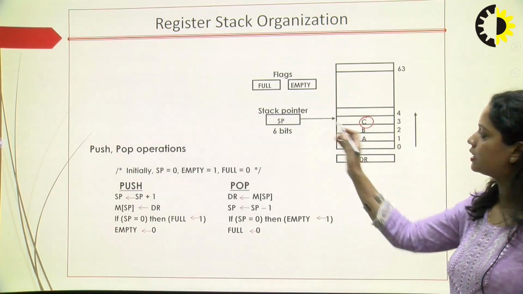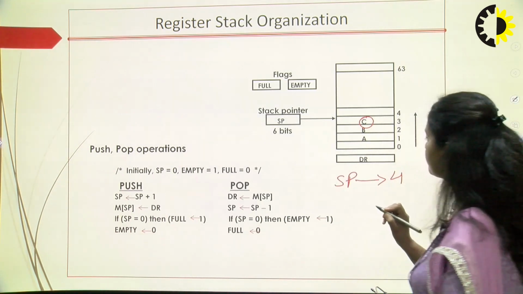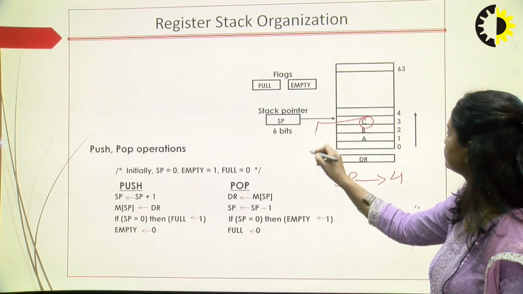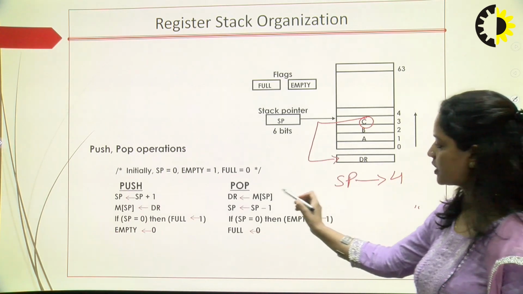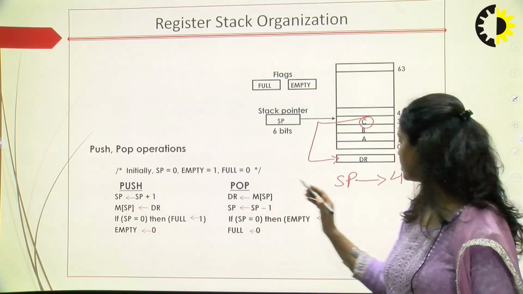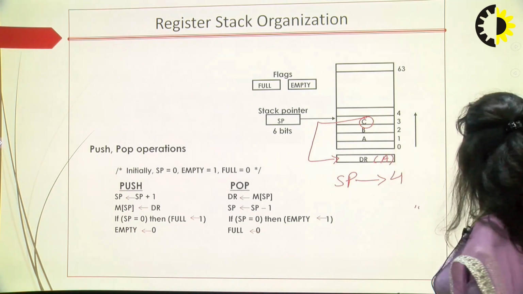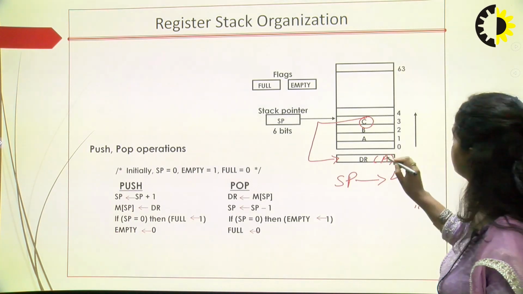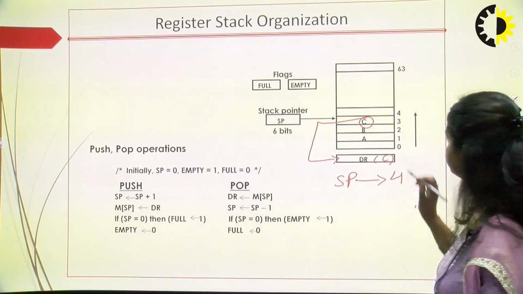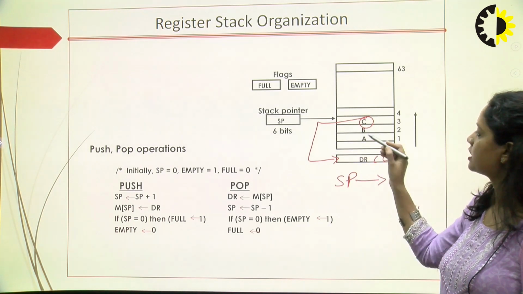What will be the location of the stack pointer? The stack pointer will be pointing at location number 4. Before decrementing the stack pointer, we have to transfer this C to the data register. For that operation, we have an instruction: the memory content of the stack pointer must be transferred to the data register. So this C is transferred over here, and after copying it, we can move the stack pointer.